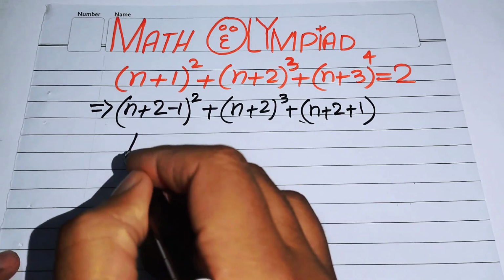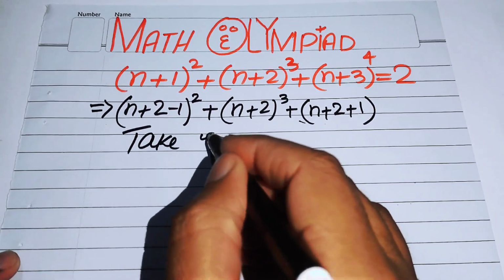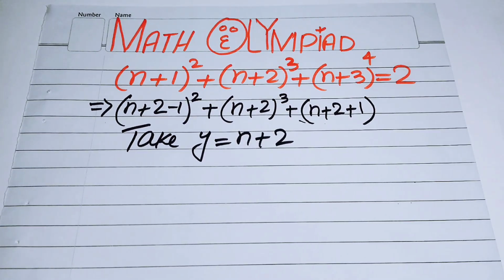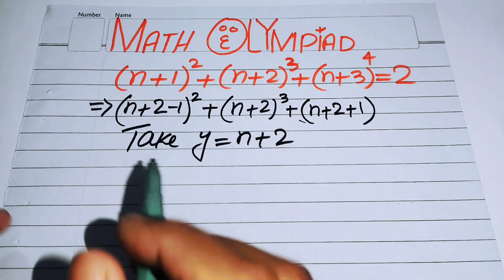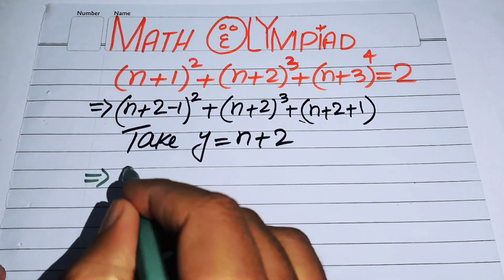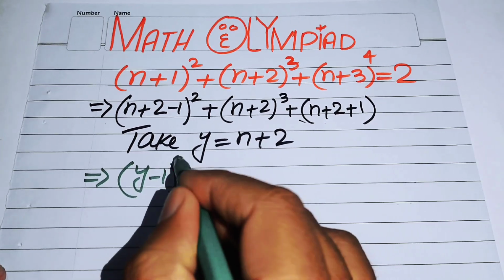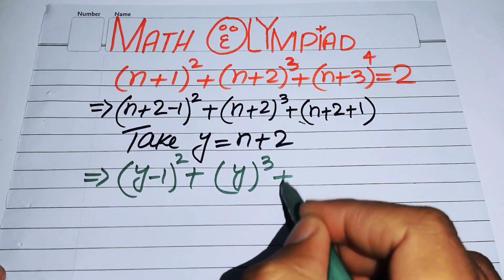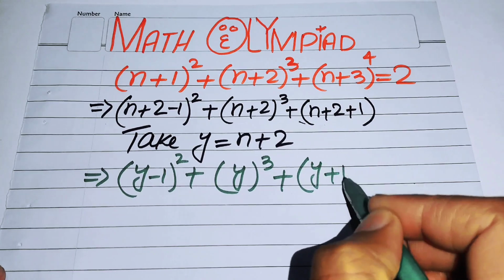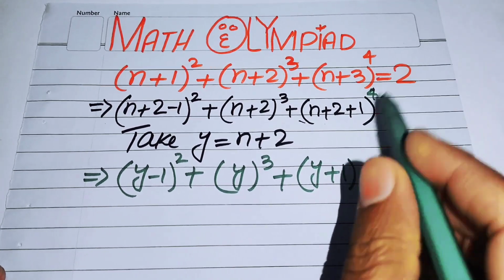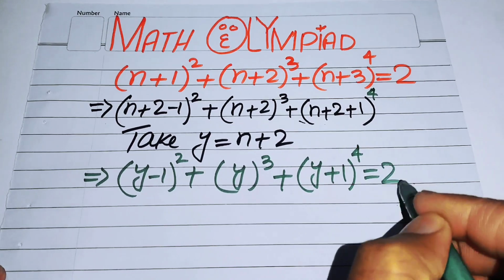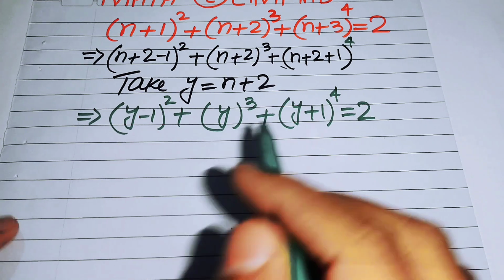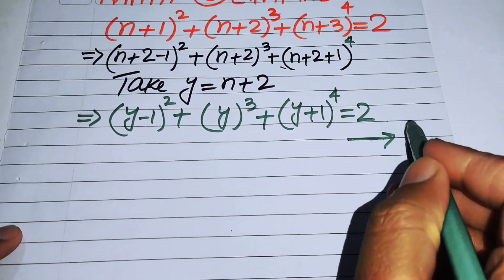In the next step we will take y equals n plus 2. When you substitute y equals n plus 2 in the above equation, you will get its output in this form: (y-1)^2 + y^3 + (y+1)^4 = 2. Sorry, this is the power 4. And we can name this as equation number 1.